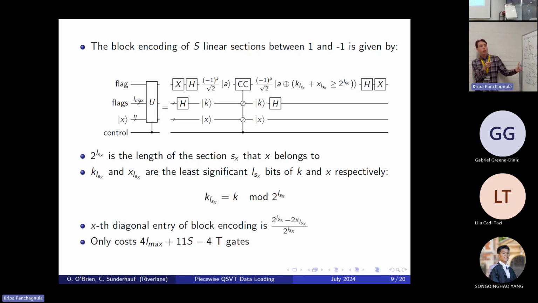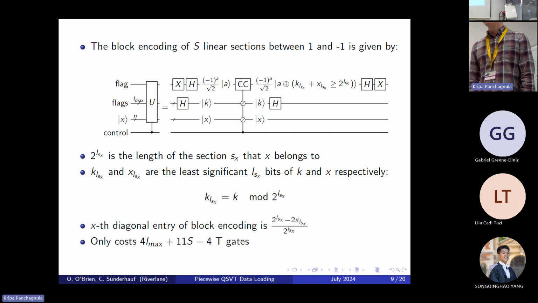And it's cheap. The cost to do this only scales linearly in the number of regions and logarithmically in the length of the largest region. So it's very cheap to do this block encoding.